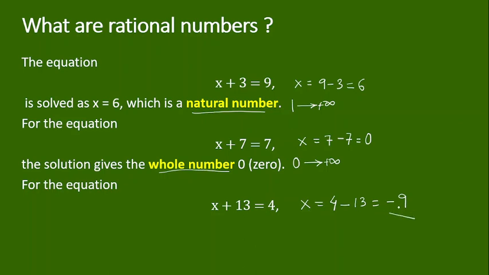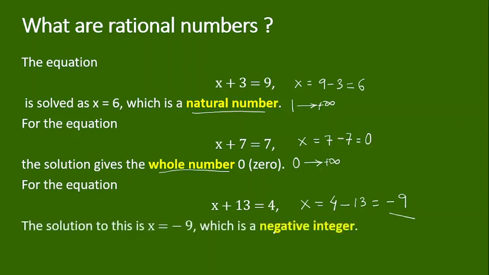Now, is minus 9 a part of whole numbers? No, it's not a part of whole numbers. Is it a part of natural numbers? No, it's not a part of natural numbers. Now what kind of number is it? This minus 9 is called a negative integer.